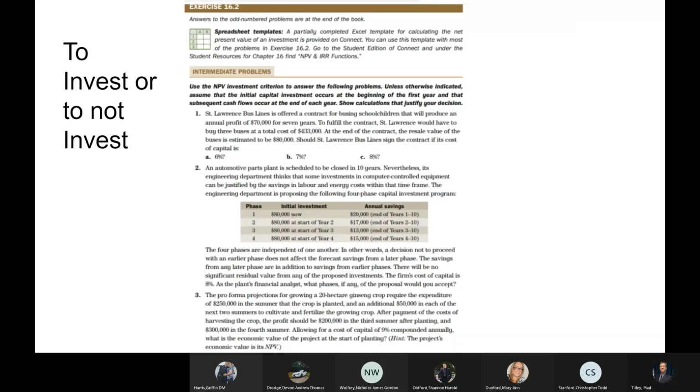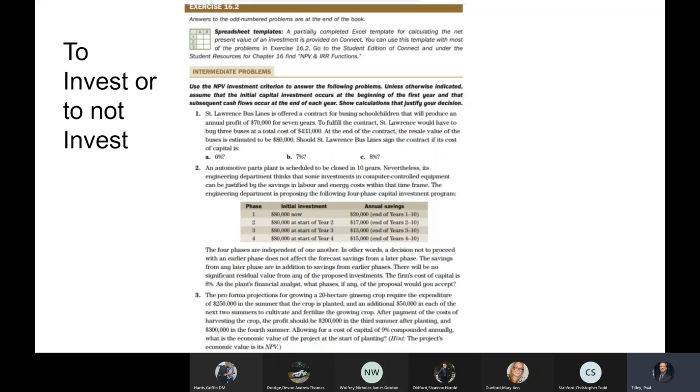So this is almost an identical problem to the one we just did. We have money coming in, and the money coming in is $70,000 for 7 years. So we need to find out what the present value is of that $70,000 for 7 years. So that's a present value annuity. We also have money going out. So right off the bat, we've got to put $433,000 down. So that's money going out right now, $433,000. But at the end of the contract, we're going to sell those buses and we're going to get $80,000.